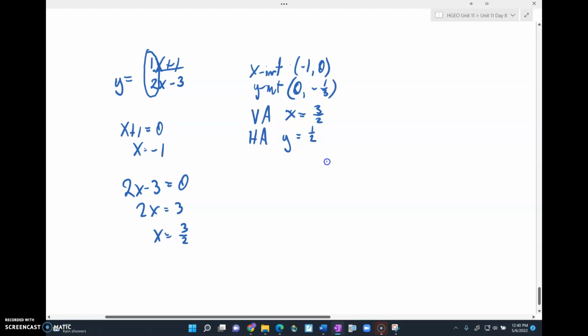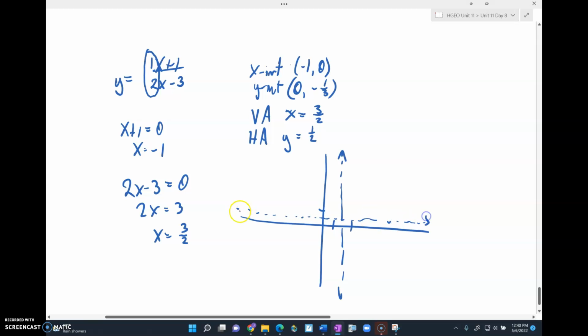But in this case right here, now I have enough information to put this together. I have a vertical asymptote at x equals 1.5, so approximately here. I have a horizontal asymptote up at 1/2. So I've got that in there. And then let's see, I have an x-intercept at -1, so right there. A y-intercept at -1/3, just approximating that, somewhere in there.